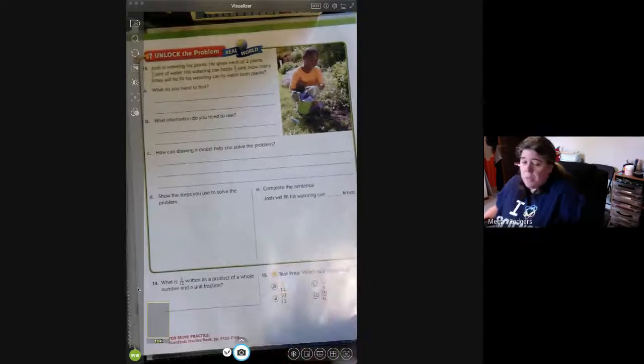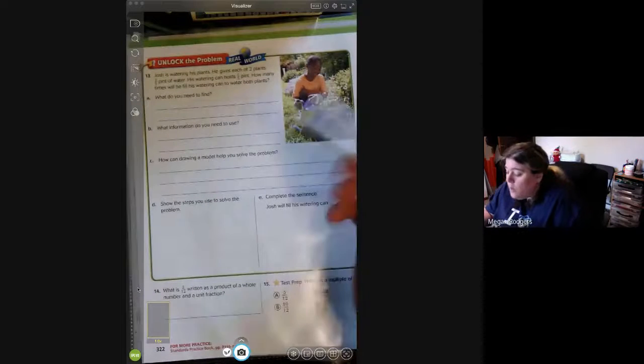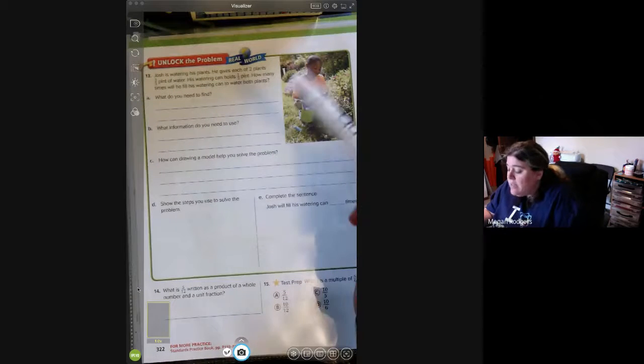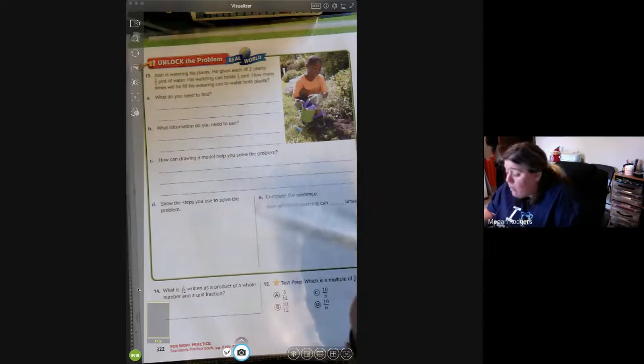Let's do some story problems because you know we always have to have some real world connection with this. So Josh is watering his plants. He gives each of 2 plants 3/5 pints of water. His watering can holds 1/5 of a pint. How many times will he fill his watering can to water both plants?